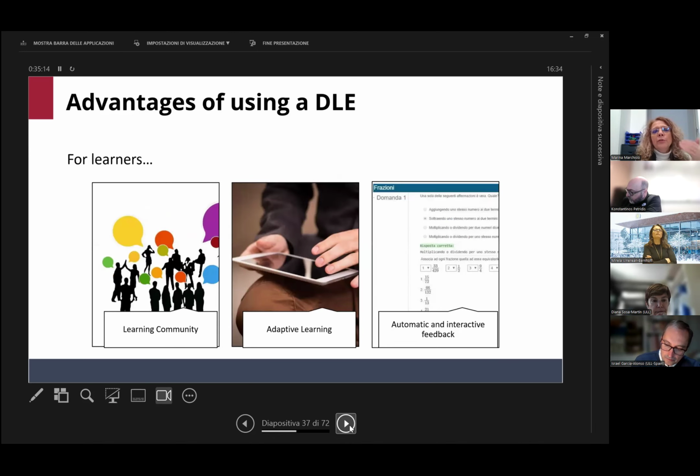But from the point of view of the learners, they can create learning communities or discuss to help each other. So they can practice adaptive learning according to their time and their style of learning, and they can also receive, when they are alone at home, automatic feedback, also continuous interactive feedback. This is very, very important.